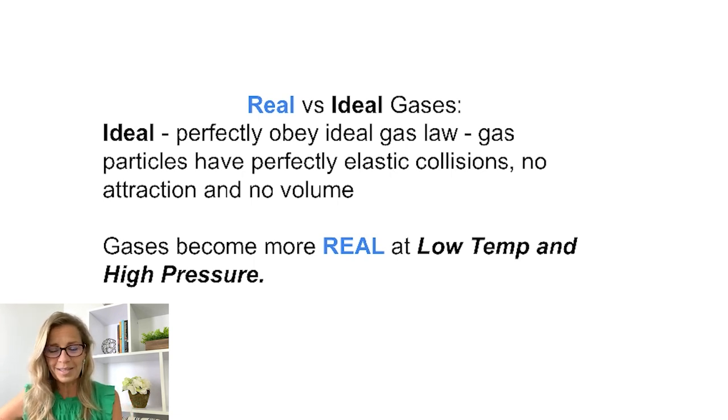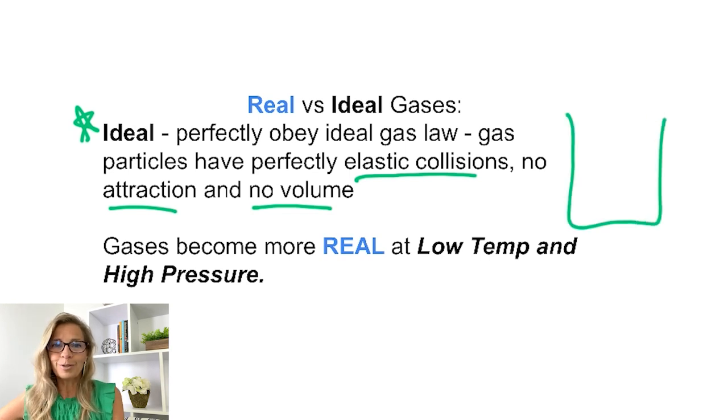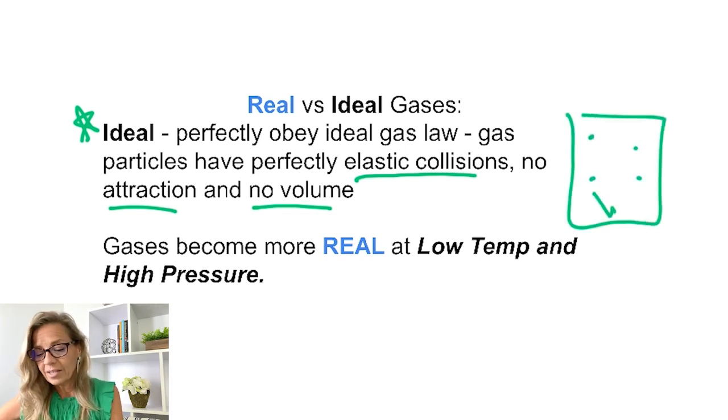Before we do that, let's explain the difference in real and ideal gases. So an ideal gas is just what you think. Ideal. It would perfectly obey the ideal gas law. It would have perfectly elastic collisions. Particles would never attract each other, and the gas particles have zero volume. Now, generally, gases behave ideally. Zero volume, the collisions, they don't lose energy, and those particles don't attract.